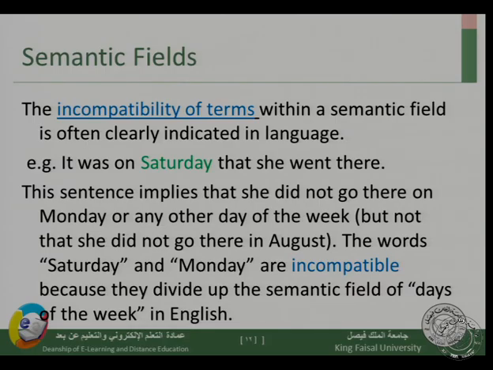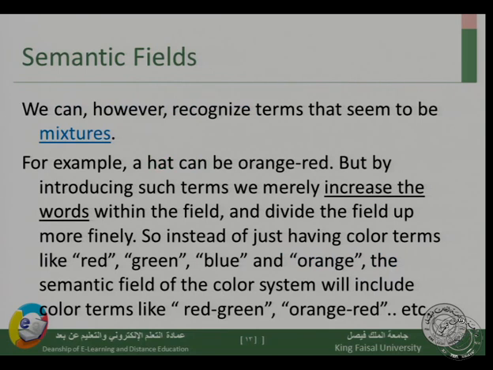So the words Saturday and Monday are incompatible because they divide up the semantic field of days of the week in English. But months like August and March do not belong to the semantic field of days of the week, so they are compatible with the words for days of the week like Saturday and Monday. We can, however, recognize that there are mixtures. So there are words that can be seen as mixtures between words in a particular semantic field.